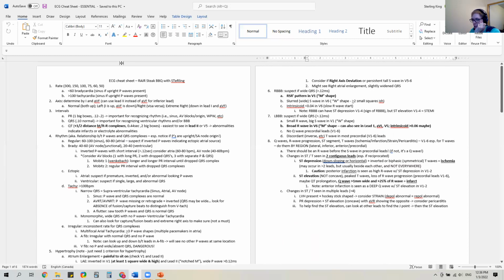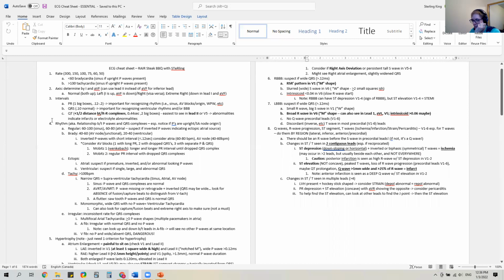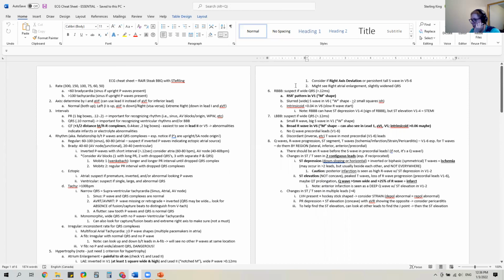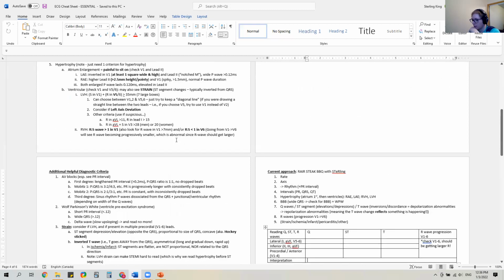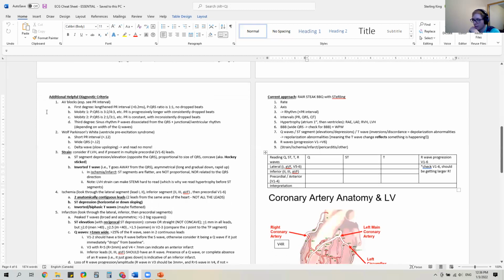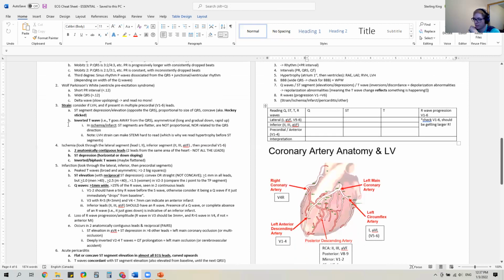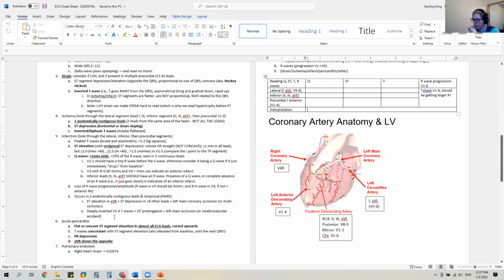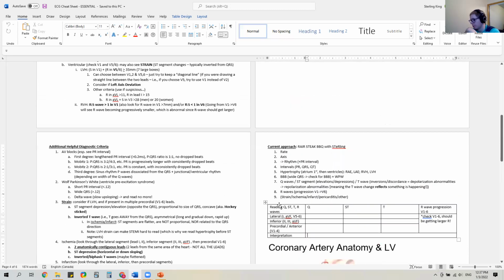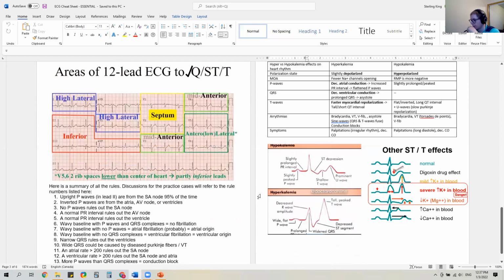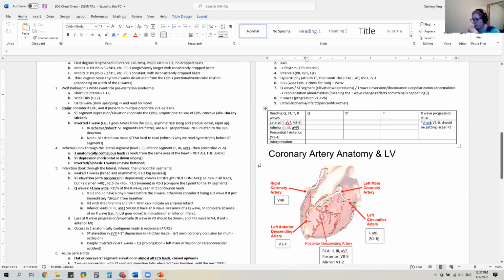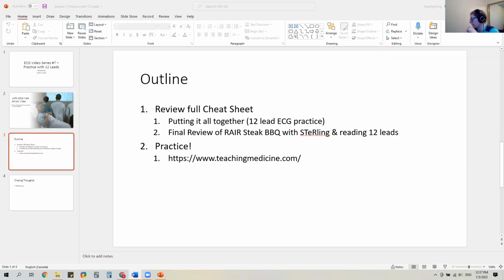Going through the cheat sheet: rate, axis, intervals, rhythm, hypertrophy, bundle branch blocks, and the QSTR. And additional diagnostic criteria: AV blocks, Wolff-Parkinson-White, strain, ischemia, infarction, pericarditis, and pulmonary embolism, which probably won't show up, but it's there. Then you have the rest of the sheet. You can look through it on your own time. I'm just going to have it open on my other screen so I can look at it if I need it. All right, so we're going to go into teachingmedicine.com.